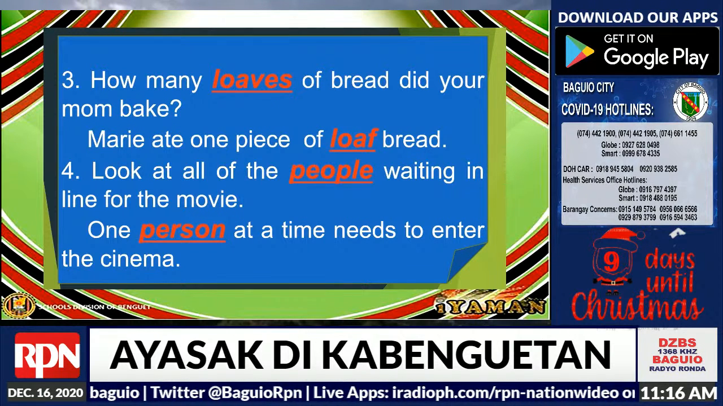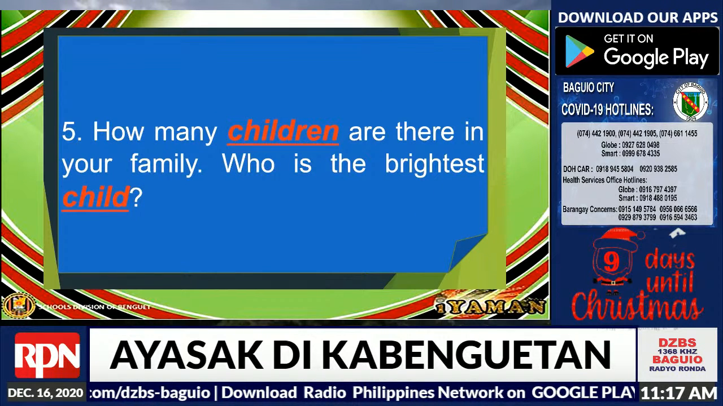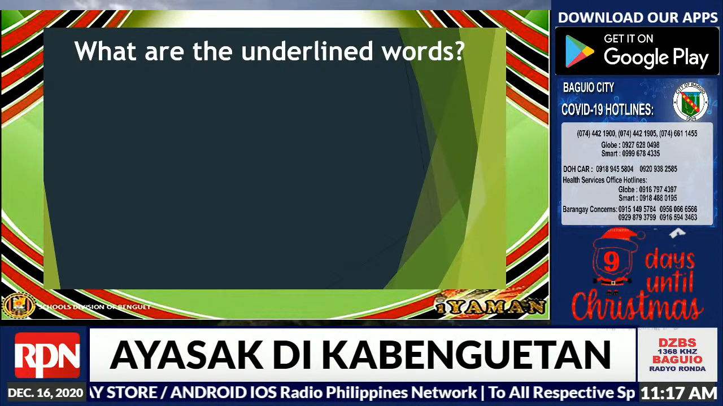Loaves and loaf. Number 4: Look at all of the people waiting in line for the movie. 1 person at a time needs to enter the cinema. What are the underlined words there? People and person. Number 5: How many children are there in your family? Who is the brightest child? What are the underlined words there? Children and child.